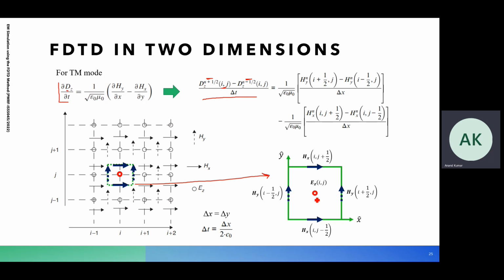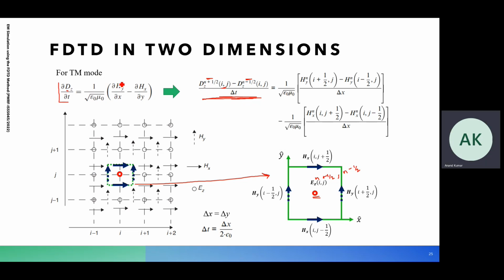So we're trying to calculate the Dz over here. Ez or Dz, the same thing. So we are trying to calculate Dz at this particular point, and since it is a derivative in time, we choose the values at two time instants, n plus half and n minus half. So we get the finite difference approximation for the time derivative of Dz in this form.